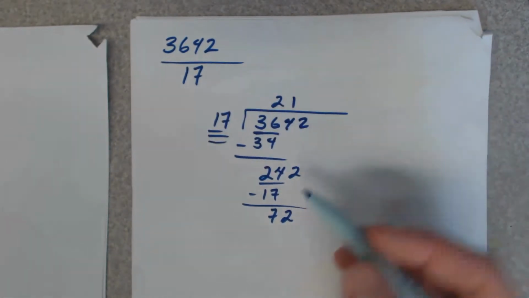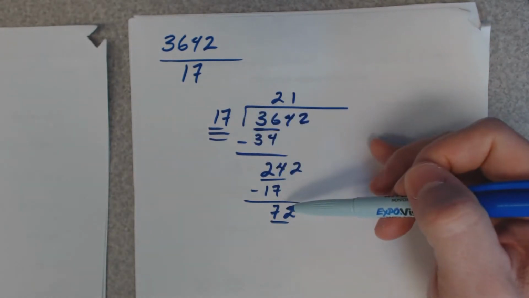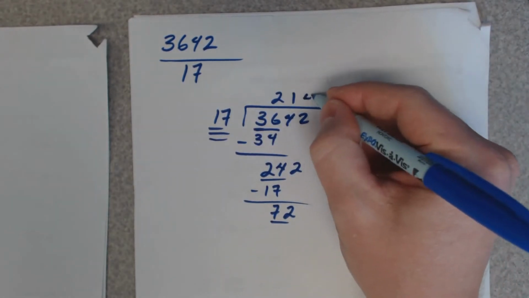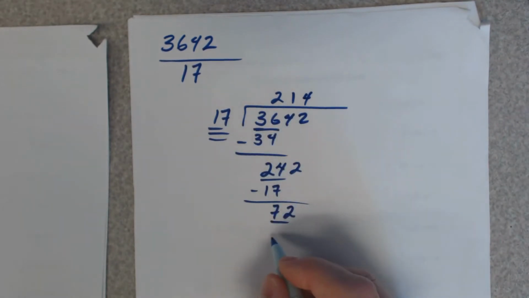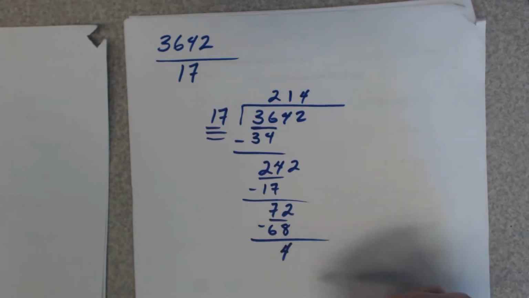Then I repeat the process again with the 72, right? How many times can 17 go into 72? 4 times. This is as close as I can get. 4 times 17 is 68. And then I subtract. 72 minus 68 would be 4.